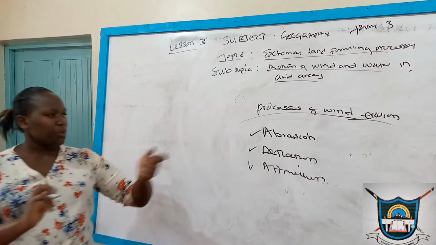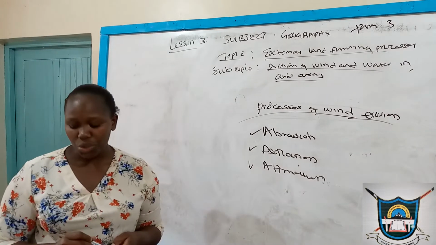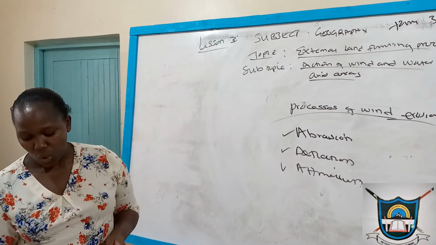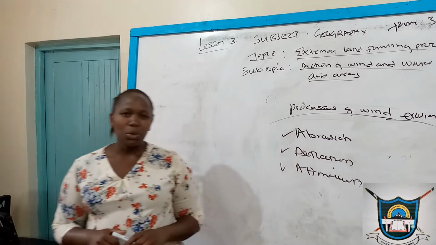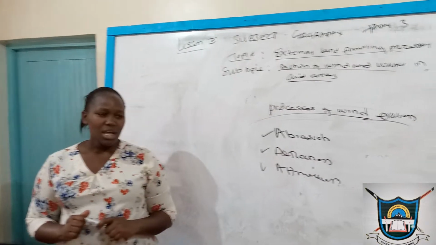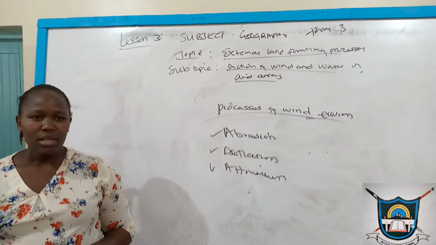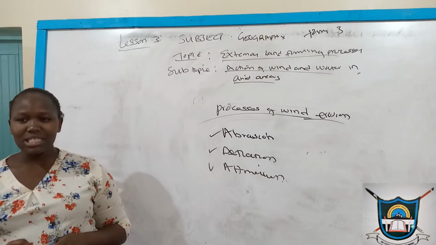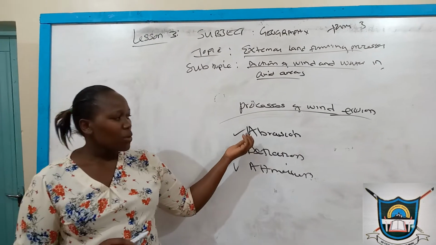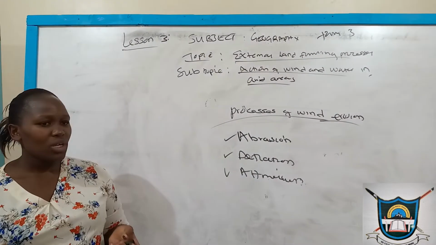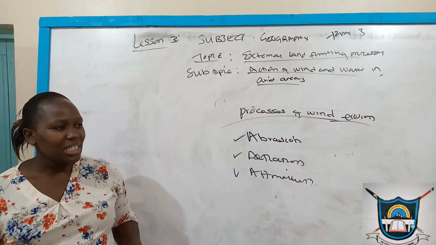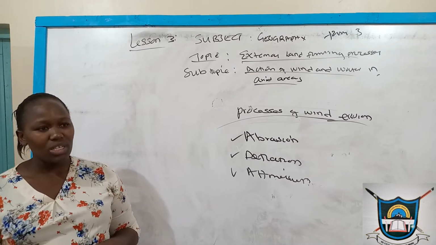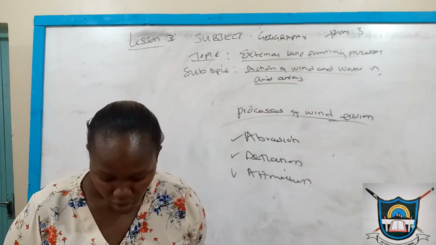We found these processes when we were discussing the topic of action of rivers. Abrasion in wind is the friction erosion caused by the materials. As the wind is blowing, it is carrying with it some materials, and as these materials are being blown, they are scrubbing the ground. As they scrub the ground, the resistant rocks are broken down. That process is called abrasion. The load carried by the wind scrubs the ground, smooths the rocks, and also breaks the rocks into small fragments.